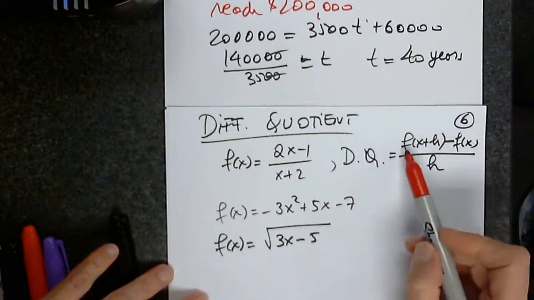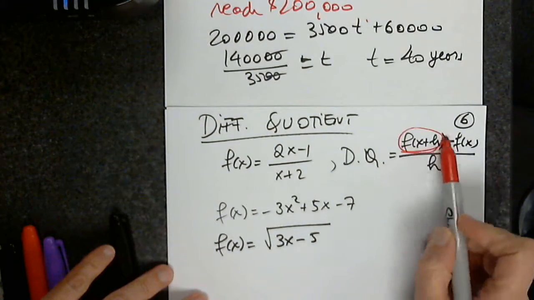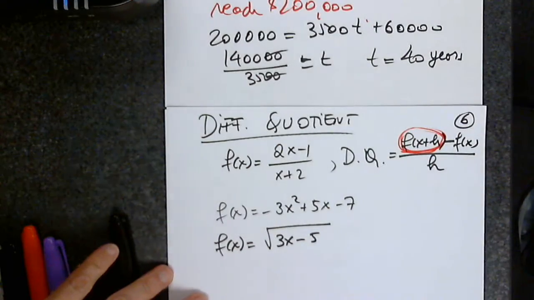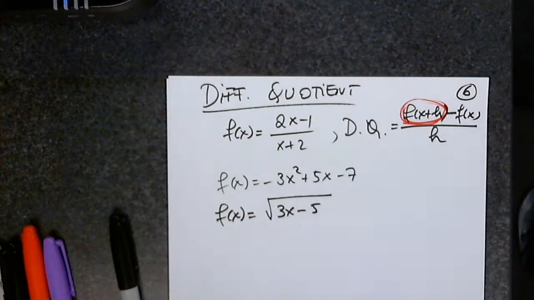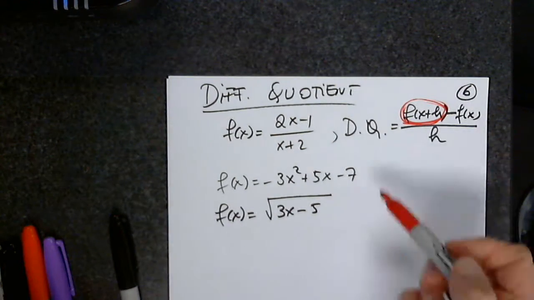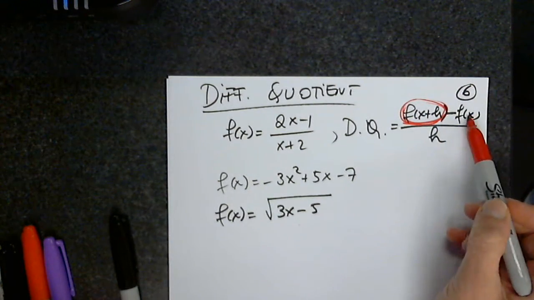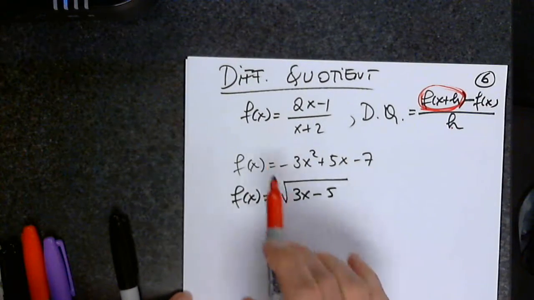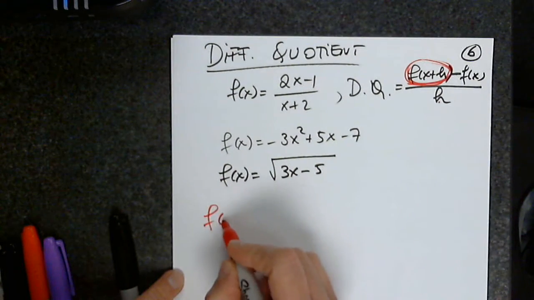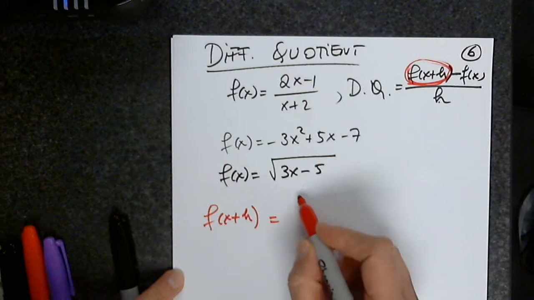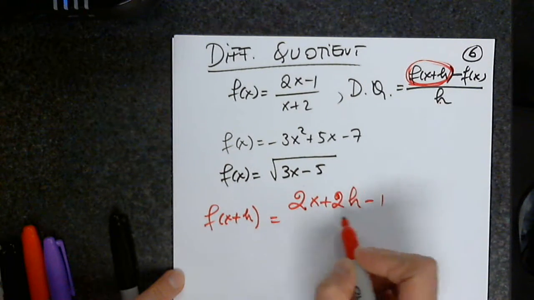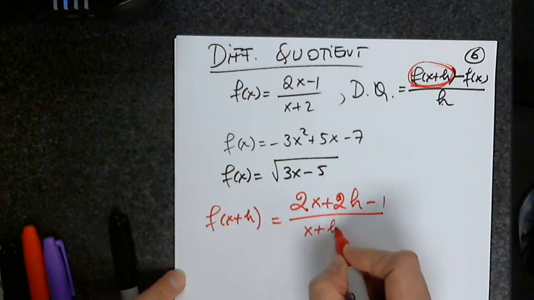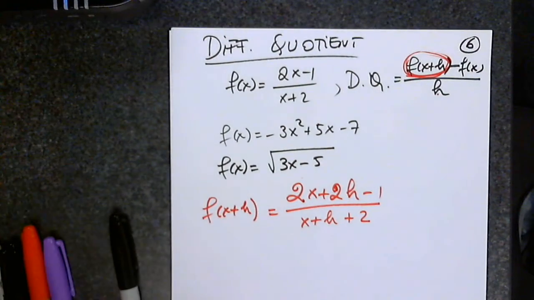The only thing that is not given in the difference quotient is this quantity. So every time I'm asked to find the difference quotient, I have to calculate f of x plus h first, so I can put it together. Then I will have this, this, and that. So for the first function, f of x plus h is twice x plus twice h minus 1 over x plus h plus 2. Are we comfortable with this?